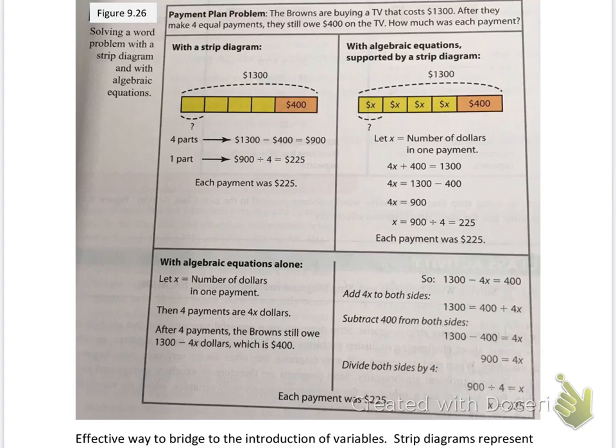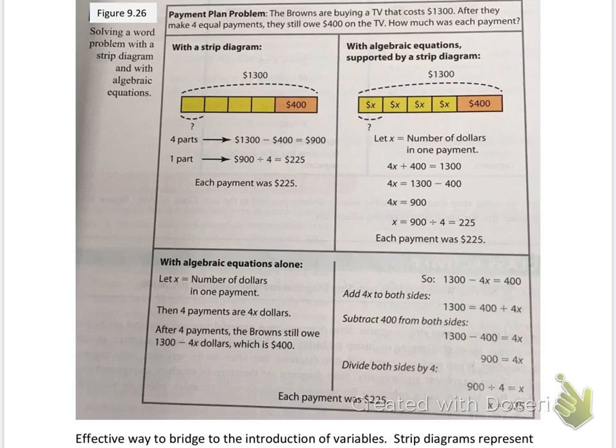So, here is the strip diagram. They are very, very helpful because it's very much a visual presentation of what the word problem is telling us. So it starts out saying the Browns are buying a TV that costs $1,300. After they make 4 equal payments, they still owe $400 on the TV. How much was each payment?